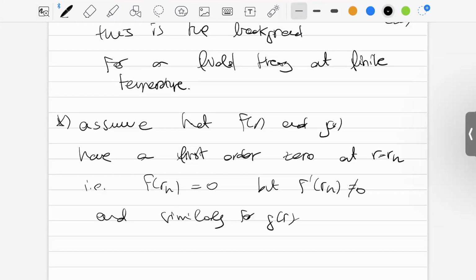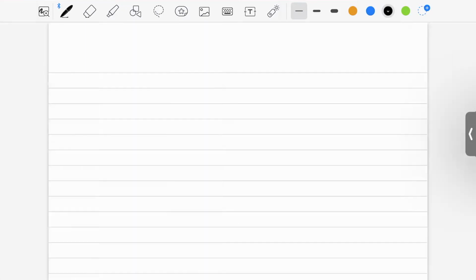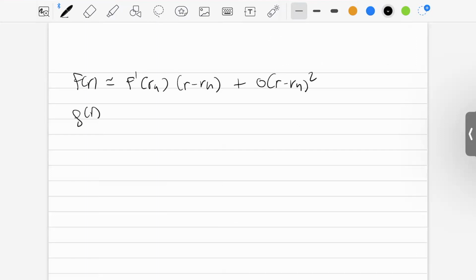Now, if you are close to the horizon, then we can do a Taylor expansion of the functions. So close to the horizon, f of r is approximately equal to f prime times (r minus r_h) plus (r minus r_h) squared terms. And the same goes for g: g is approximately equal to g prime times (r minus r_h) plus (r minus r_h) squared terms.